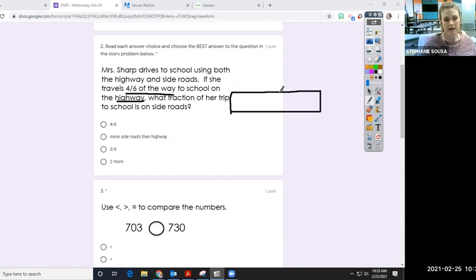and I divide it into 6, there's half. There's 3 on that side. There's 3 on that side. And 4/6 of it is on the highway. Highway, highway, highway, highway. What fraction of the trip is on the side roads? That only leaves 2 pieces left for side roads. So that would be 2 of the 6 parts. So 2/6 of her road trip is on side roads.